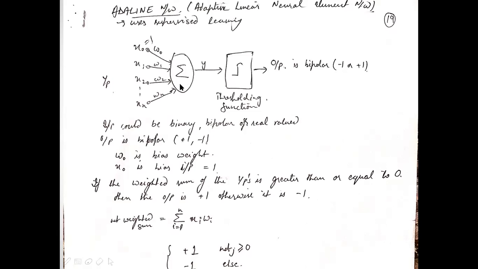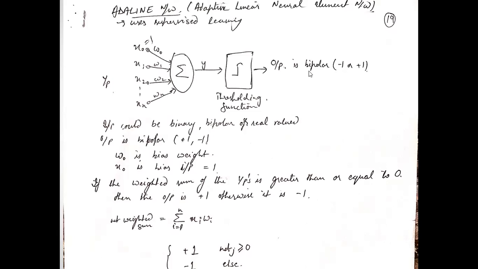Now we need to understand that in this Adeline network, the input can be binary, bipolar or real valued. You all know what is binary. Binary is 0 or 1, bipolar is +1 or -1, and the output will always be +1 or -1. I have told you x0 is the bias input, which is equal to 1, and w0 is a bias weight. Now, how are we going to calculate the result, that is, the output?